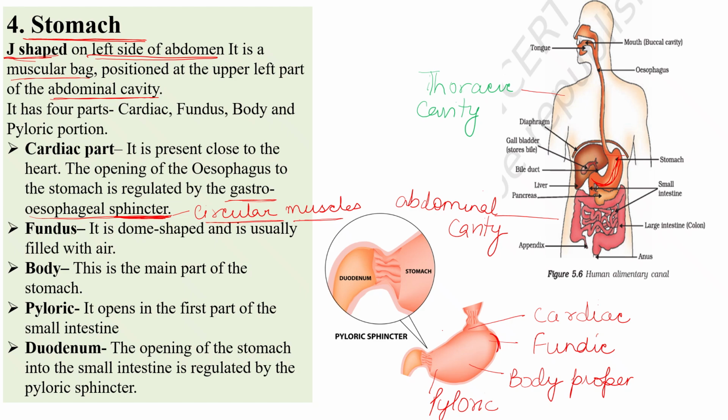And then body, this is the main part of the stomach, this body proper. And then comes the pyloric. Pyloric is the part that opens into the first part of the small intestine, that is duodenum. And the opening of the stomach into the small intestine is regulated by the pyloric sphincter. That is again sphincter, circular muscles that will regulate the opening of pyloric part of the stomach into the duodenum.